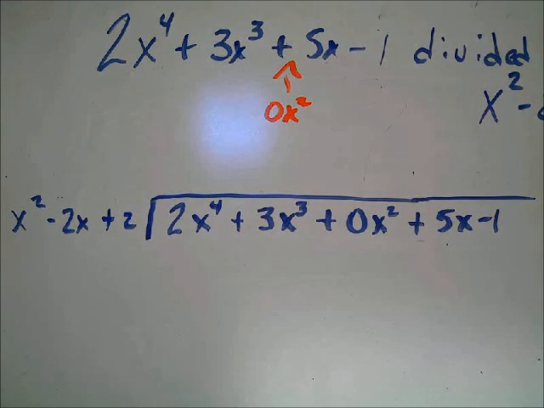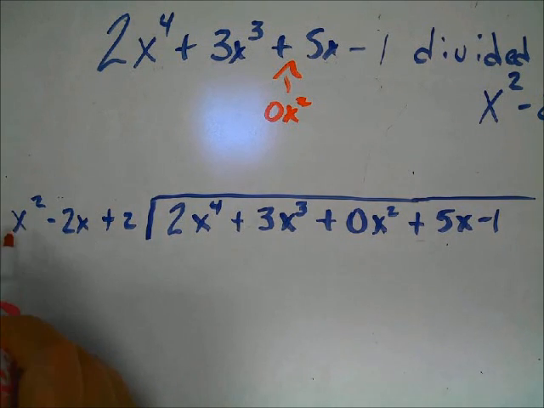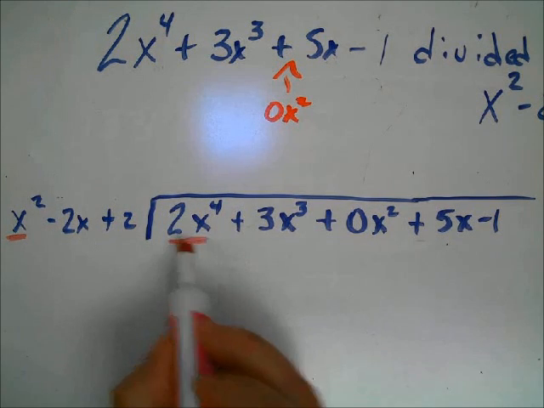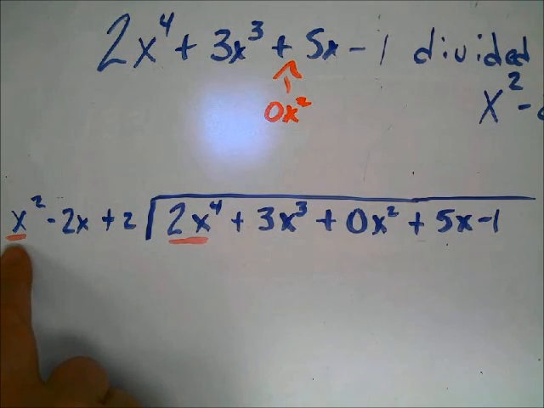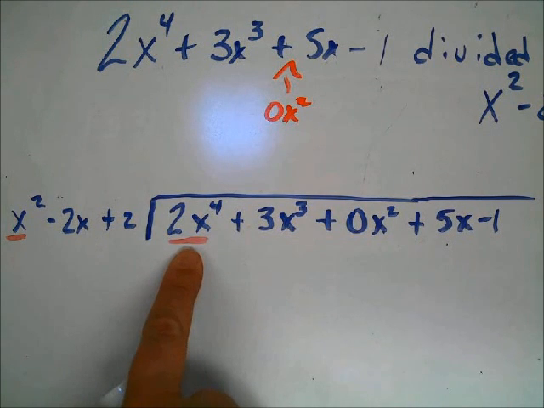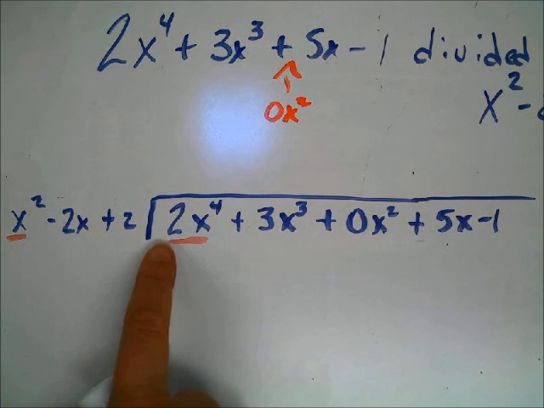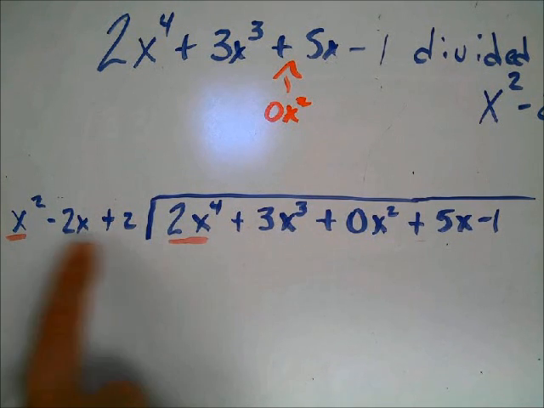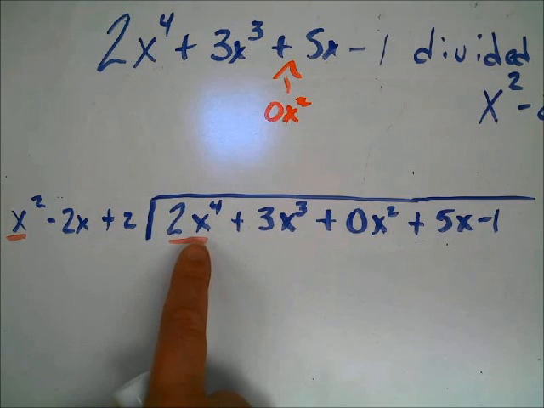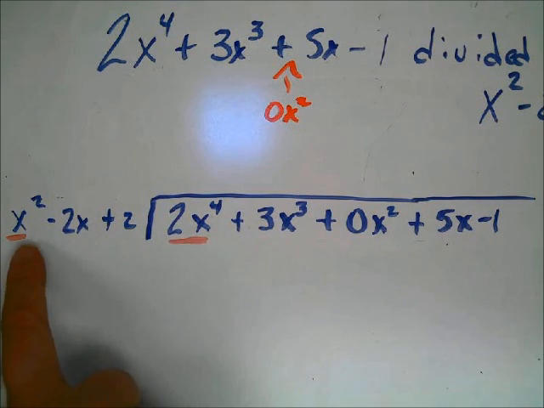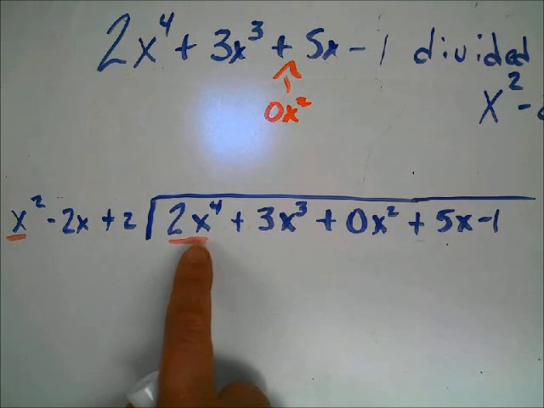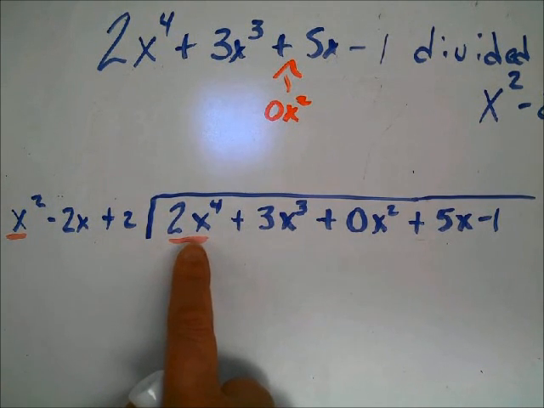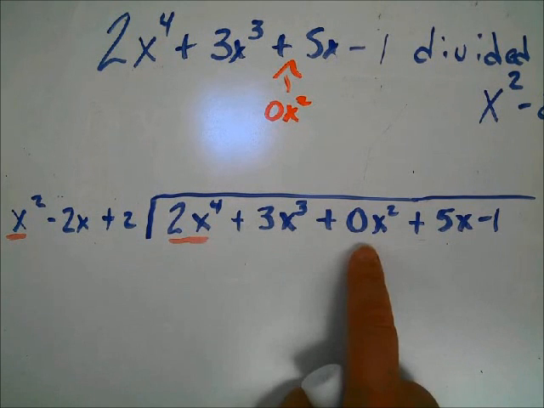Just like with long division, we're going to look to see how many times this first term will go into this term. What do I multiply x squared times to get 2x to the fourth? Well, this is a 1, so I know there's going to be 2 for a coefficient. And since this is x squared, and I want to see how many times it goes into x to the fourth, x squared times x squared is x to the fourth. So since I'm going to multiply by something x squared, I'm going to write my answer above the x squared term. So right here, I'm going to write 2x squared.